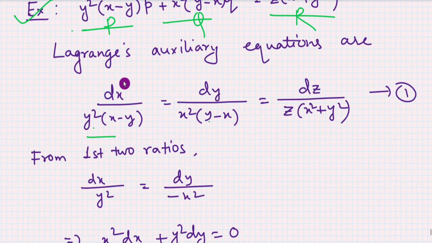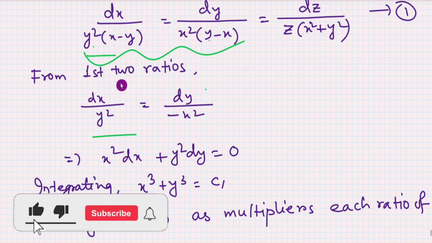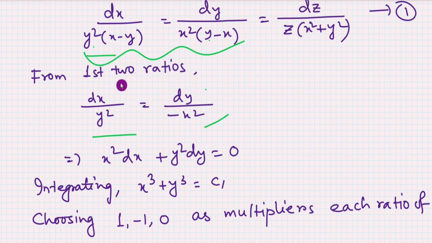Then let us take the first two ratios. We can write dx by y square equal to dy by minus x square, since (x minus y) cancels out on both sides. So this implies x square dx plus y square dy equals 0, and integrating we get x cube plus y cube equal to a constant, and let us take the constant as c1.